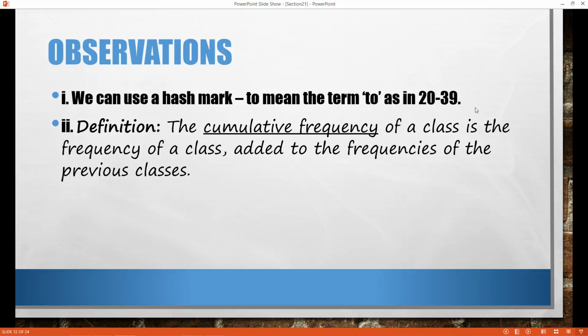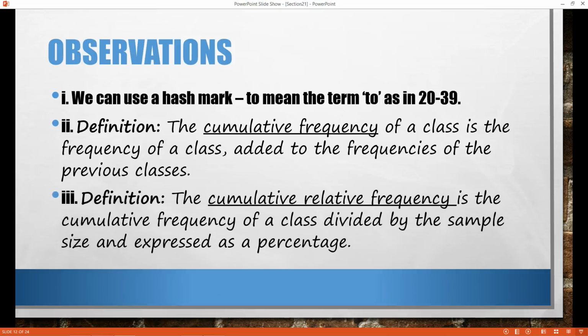The cumulative frequency of a class is the frequency of a class added to the frequencies of the previous classes. So in other words, we accumulate the frequency as we go along. Now associated with that, the cumulative relative frequency is the cumulative frequency of a class divided by the sample size and is expressed as a percentage. In other words, as we accumulate the relative frequencies, we get the cumulative relative frequency. That's another way to think about it.